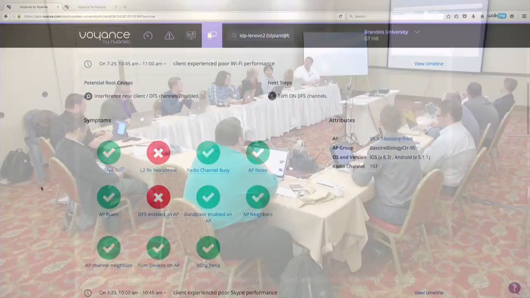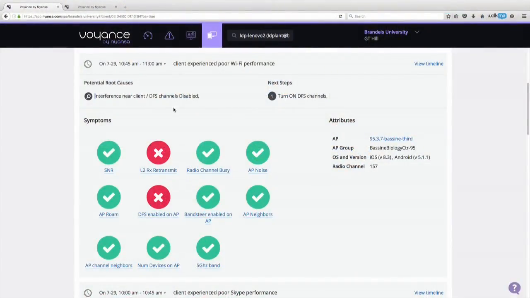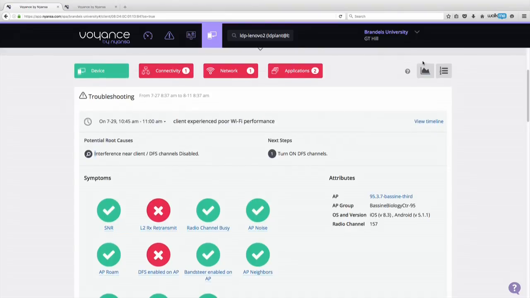Okay, so you said you want to see Wi-Fi performance. Sorry, Tom, I know we're going over here. So this is client experience, poor Wi-Fi performance, but notice the root cause: interference near the client. What this is saying is that we have looked at every piece of data that we get. And what this is telling us is it's not an access point problem. It's not an infrastructure problem. There's something going on with this client.